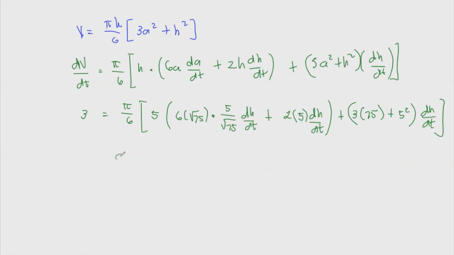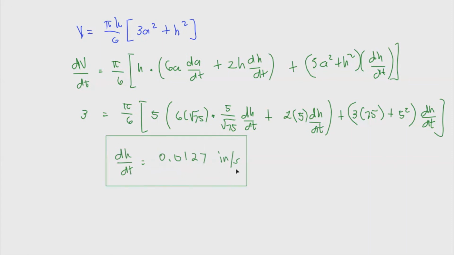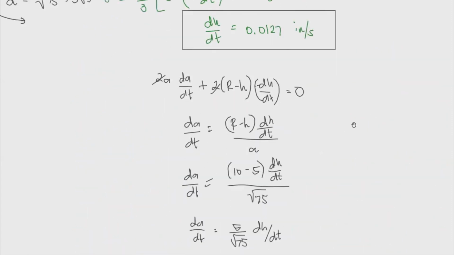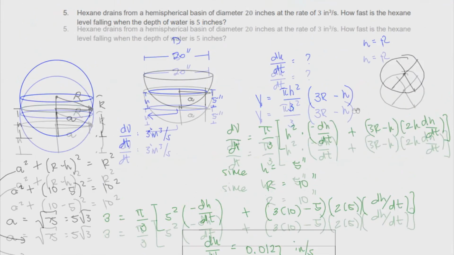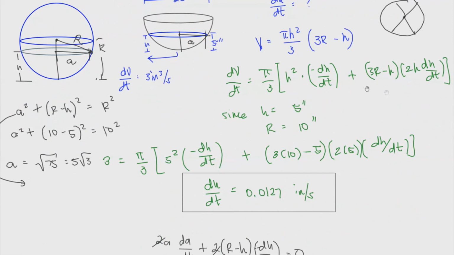So you'll be able to get dH over dt, and that is equal to 0.0127 inch per second. So using that formula, we also obtained the same answer. Okay, so this is how you solve for such kind of problem. It always depends on the general equation that you'll be using, but you should be getting the same answer, and this solution is quite simple.